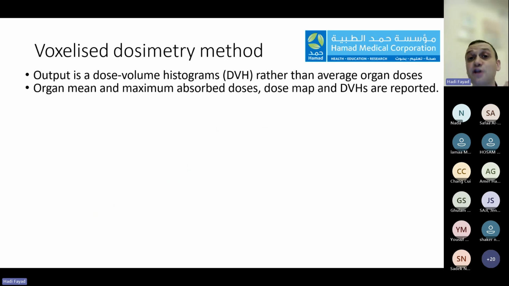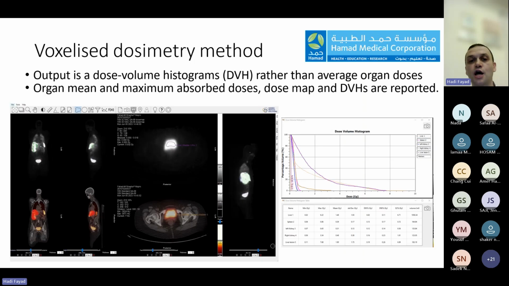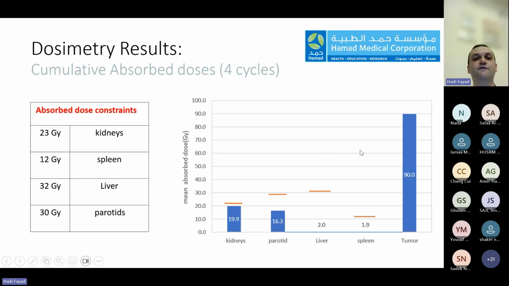There are some sophisticated methods now, which are based on voxelized dosimetry. As I said, it's really equivalent to what we are seeing in radiotherapy. So at the end, we can obtain a dose volume histogram. We can have a distribution of the dose, as you can see for this patient, and then the dose volume histogram, showing how much dose was received by the tumor and by the other organs. You will have a precise calculation for that.